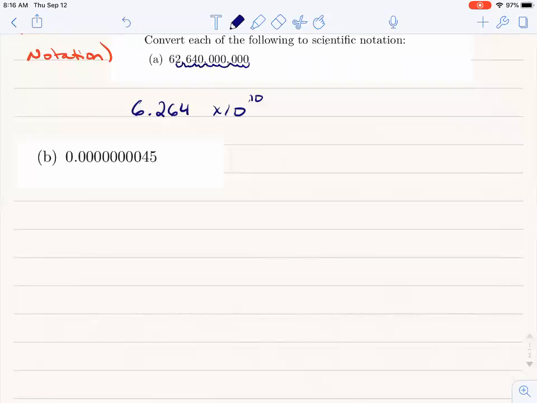So here we're moving the other way, but almost as many booms. 1, 2, 3, 4, 5, 6, 7, 8, 9. So here we have 4.5 times 10 to the power of negative 9, right? Moving it in the opposite direction. Cool beans. Nice.